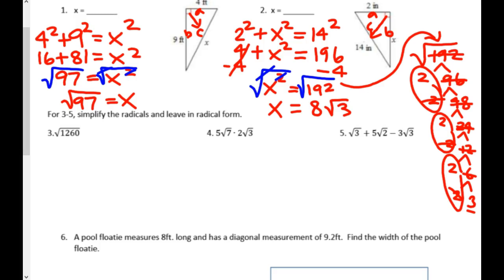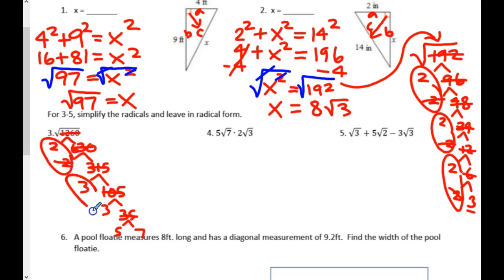So let's do that. 1260, let's break it down. 2 times 630. We've seen this one in our notes before. 2 times 315. Okay, not even, so 3 times 105. And then again, 3 times 35. And then 5 times 7. I got a pair of 2s, a pair of 3s, and then I have 2 loners. So remember, the 2 pairs multiply. 2 times 3 is not 5, it's 6. And then the 2 loners, 5 times 7, 35. Okay?